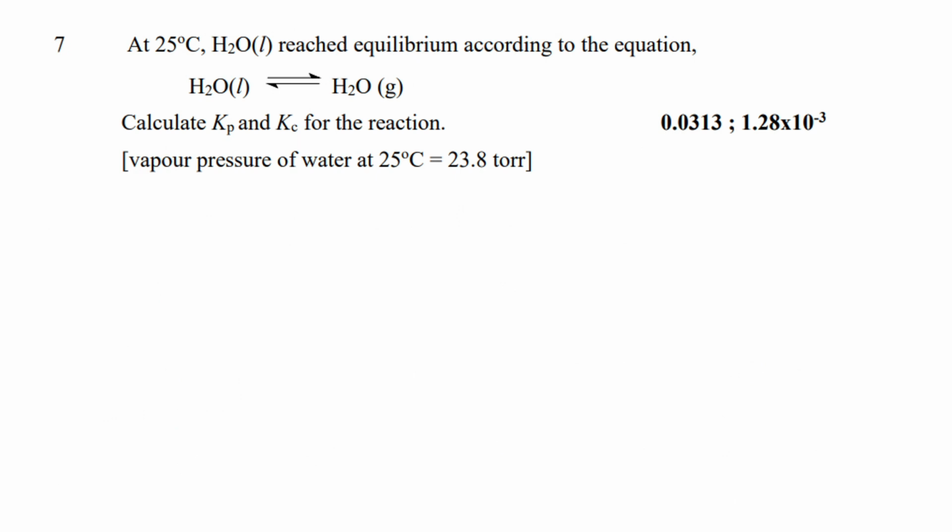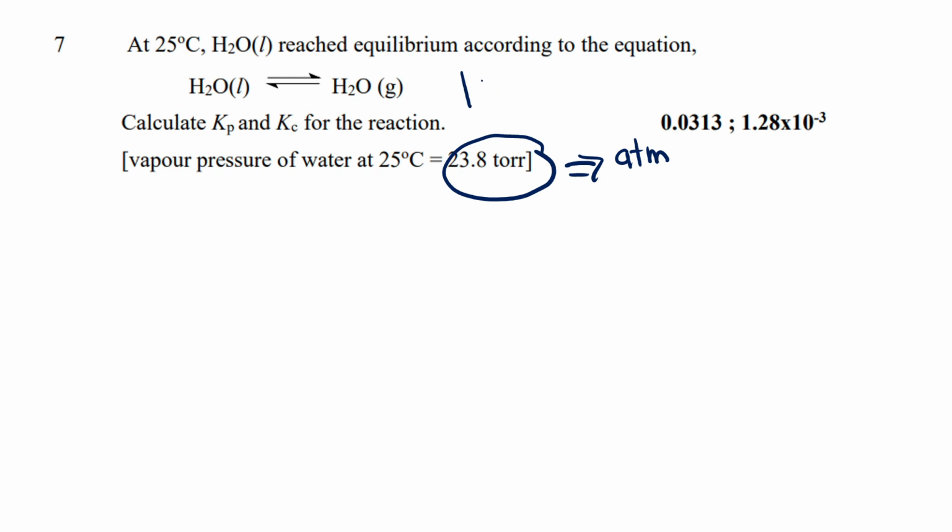Alright, so next, at 25 degrees Celsius, water reaches equilibrium according to the equation H2O liquid produces H2O gas. Calculate Kp and Kc for this reaction. You are given the vapor pressure of water at 25 degrees Celsius, which is 23.8 torr. So first of all, the vapor pressure is in what unit? Torr. So you have to convert to ATM. Why do we need to convert to ATM?